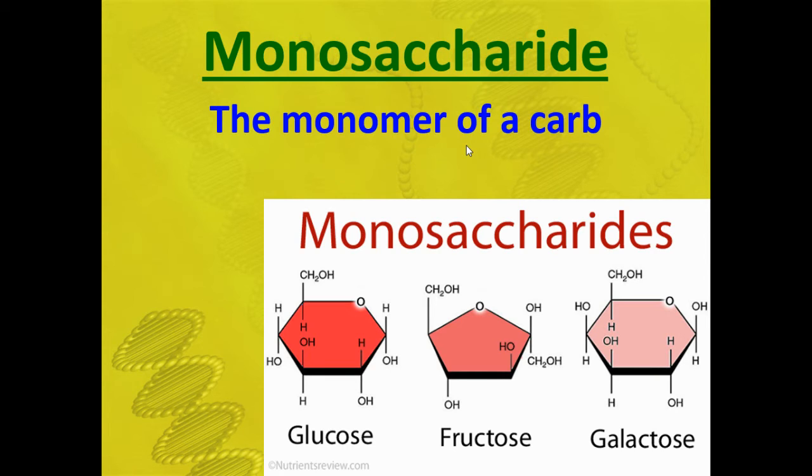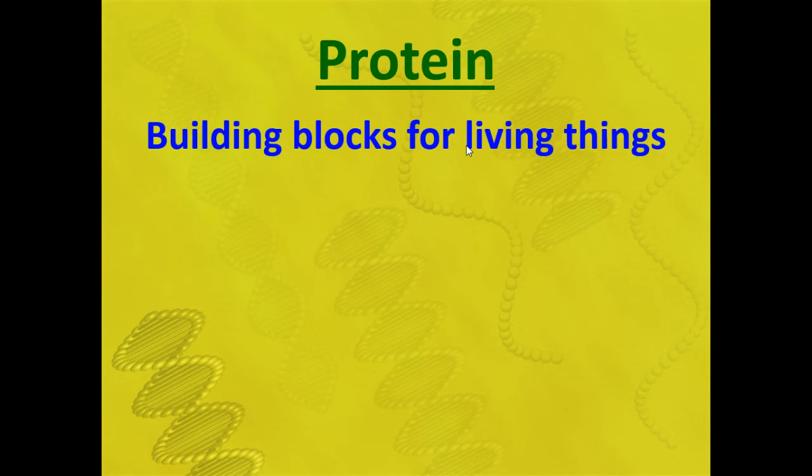The prefix mono means one, so that might help you to remember that a monosaccharide is just a monomer. It's one carb, one piece of a carb. Protein, these are the building blocks for living things. And when we do our notes, I'll tell you all about what type of elements and atoms are in proteins. There's more than just 3.